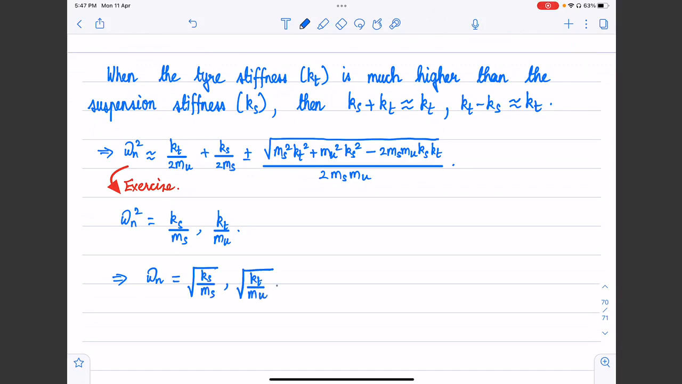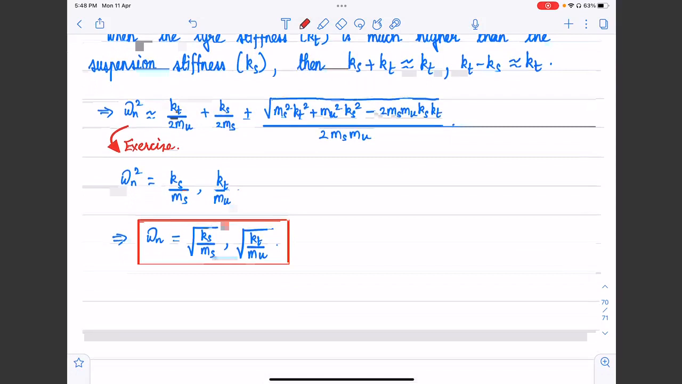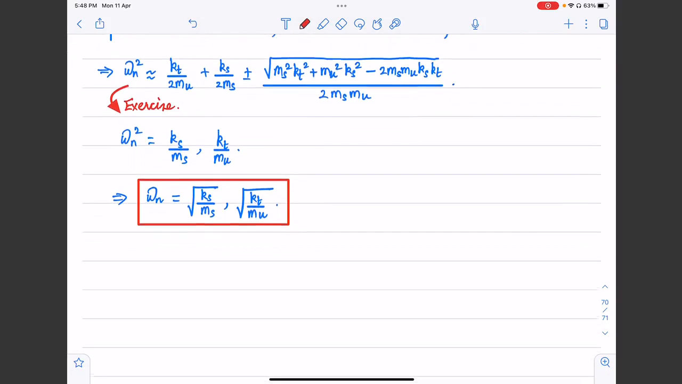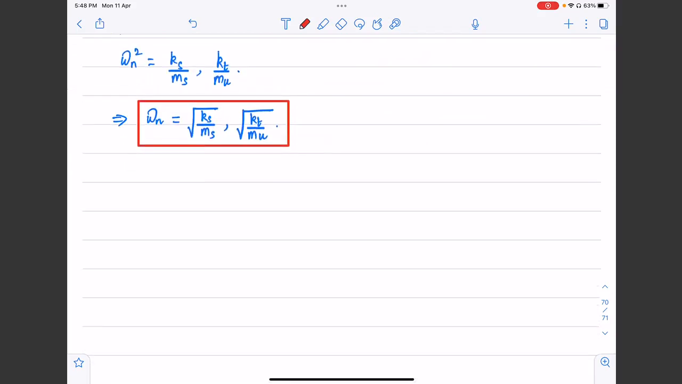Okay, so this is an interesting result, right? Why? Because what we are saying is that we know that the quarter car model is a multi-degree of freedom system. It is not a single degree of freedom system, right? Only for a single degree of freedom system, we saw that the natural frequency was square root of k by m. For a multi-degree of freedom system, it's a very complex equation, as we just derived. However, when the tire stiffness is much higher than the suspension stiffness, which is typically reasonable in practice, we get a very much simplified expression for the two natural frequencies.